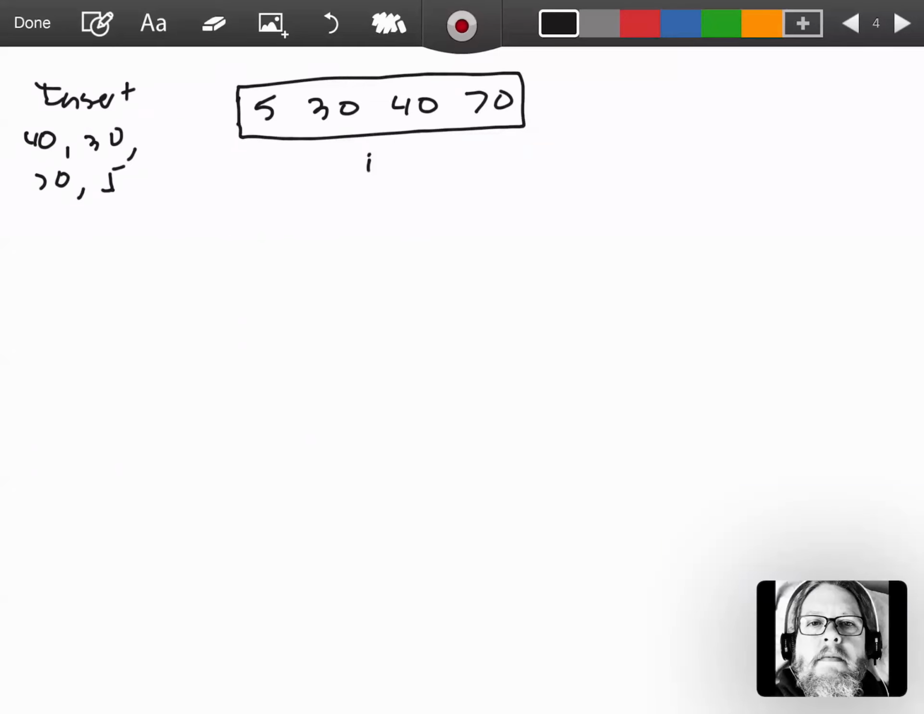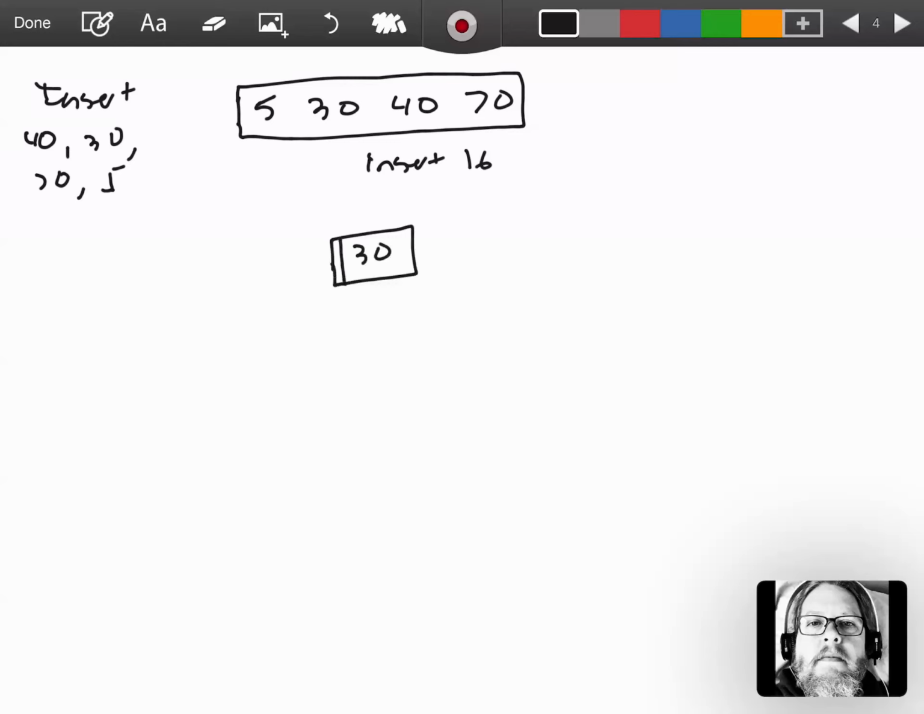Now we're going to insert a 16. It can't fit inside of here. We already have the maximum of 4. It's a 5-way tree, so we're going to have to split things up. We're going to go roughly to the middle to split this one. In this case, we're going to pick the lower of the two middle values, which is 30.